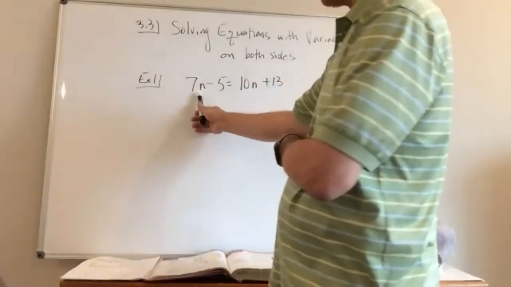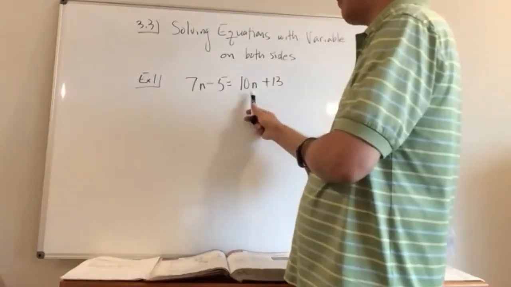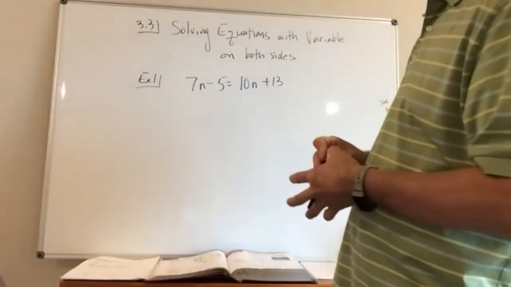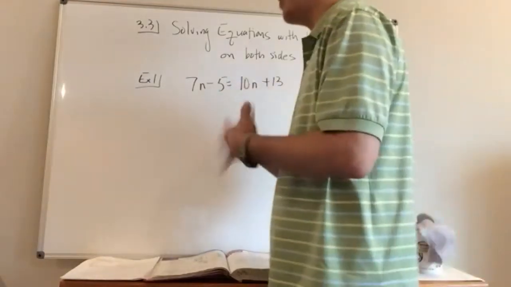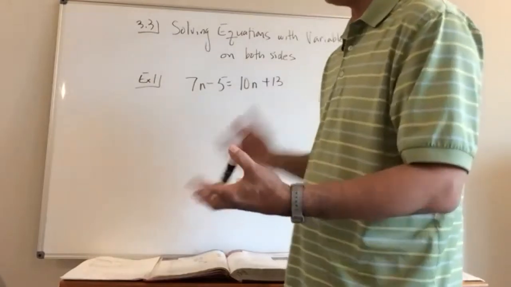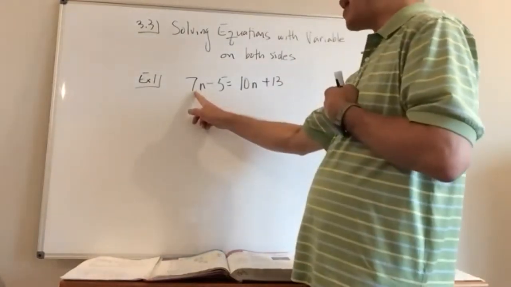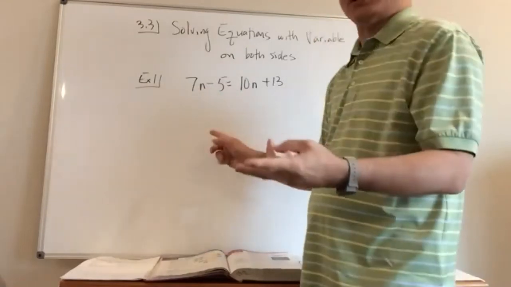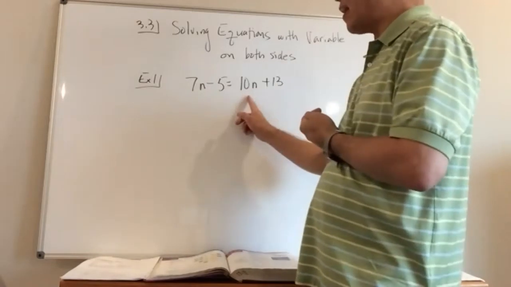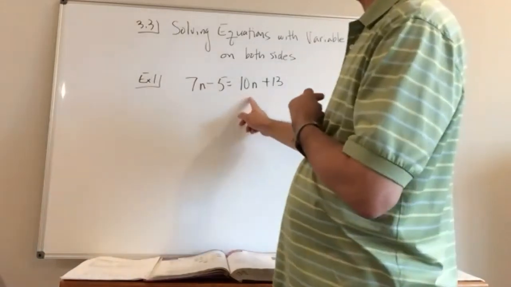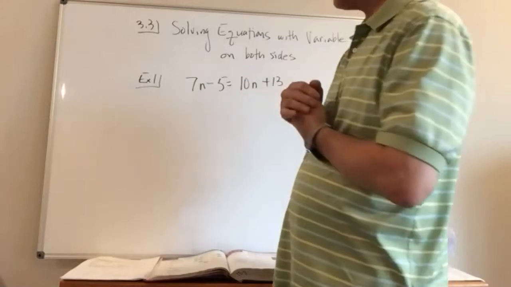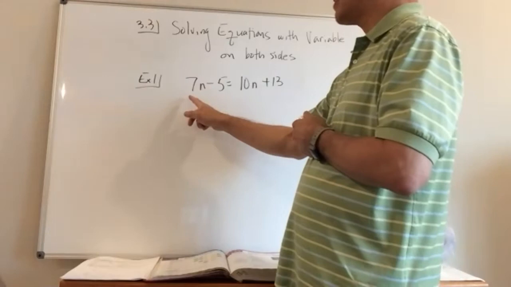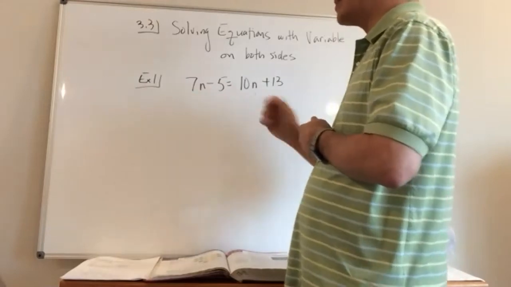So in this instance, I have a variable n on this side, and I have it on this side, okay? So we want to put all the variables on one side. I want to get rid of either this guy, or this guy. Okay, so I have a choice here. I can get rid of the 10n, and the way I would do that is subtract 10n from both sides. Or I can get rid of the 7n, I would subtract 7n from both sides, okay?